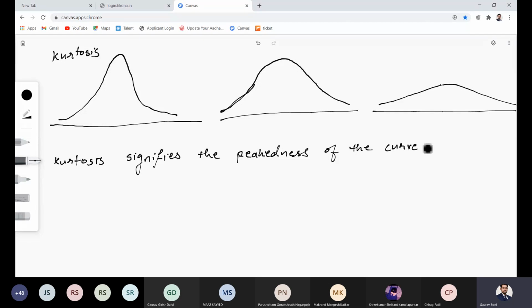So the highest peak, I mean, if there is a big peak in your data, then it is called leptokurtic data. So there are three types: leptokurtic, mesokurtic, and the third one, platykurtic. So this is almost plain, platykurtic. This is somewhere in the middle, not too much peak and not almost plain, so mesokurtic.